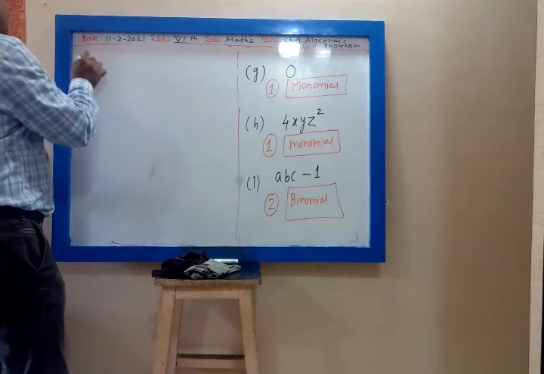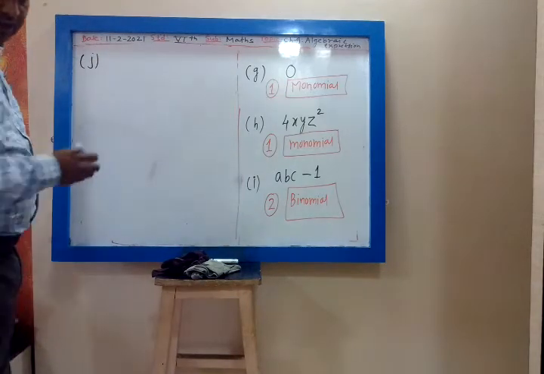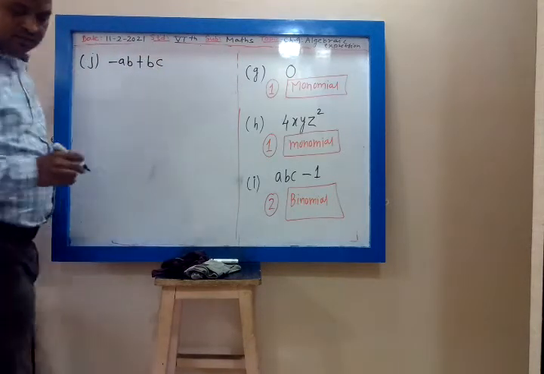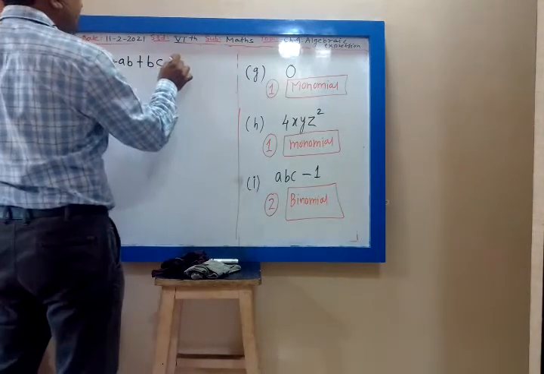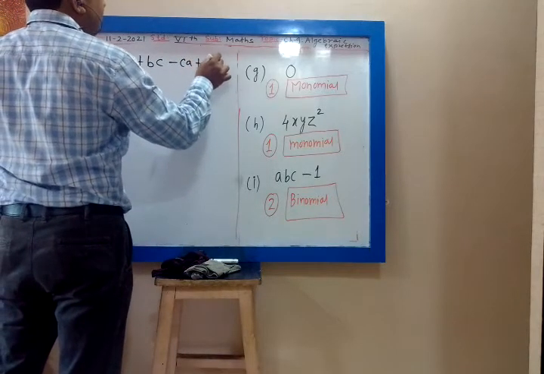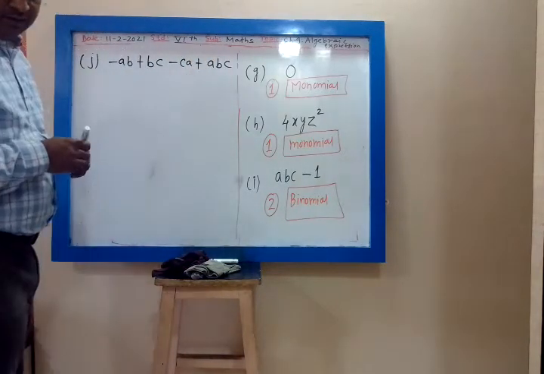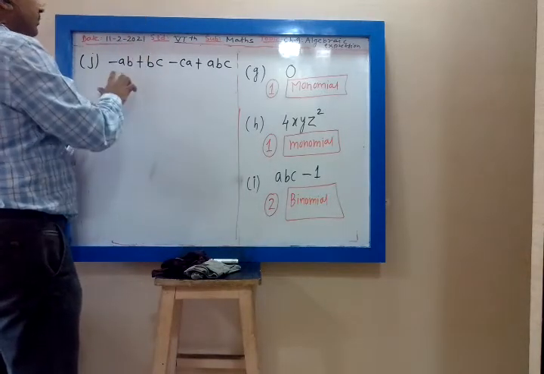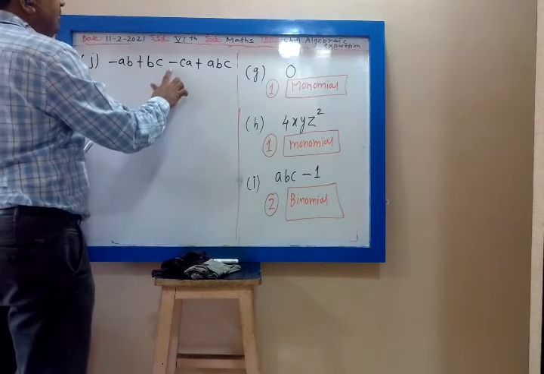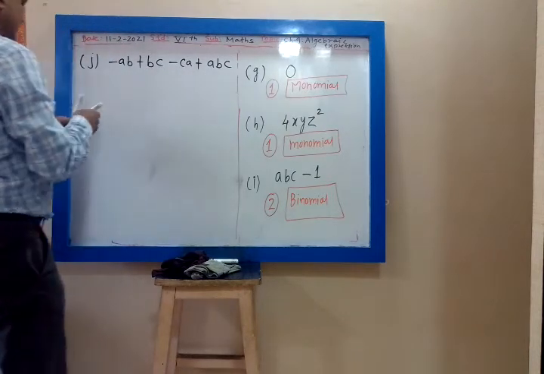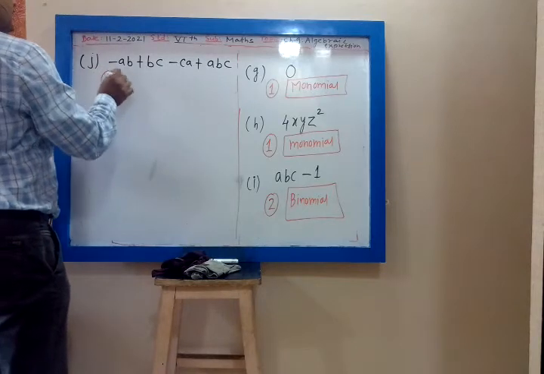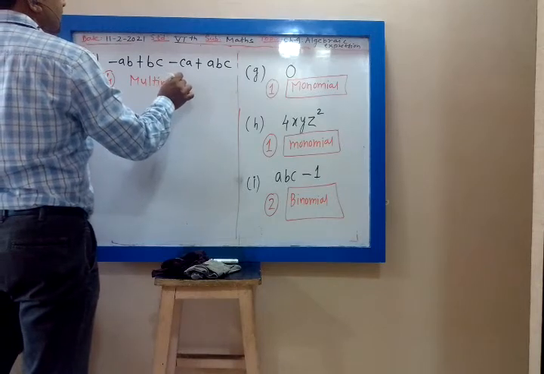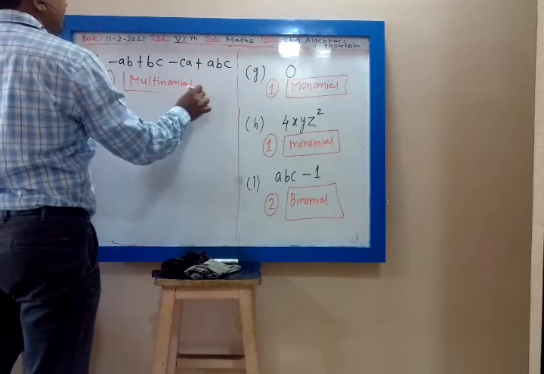Now J: minus AB plus BC minus CA plus ABC. How many terms are there? Minus AB is one term, BC second term, minus CA third term, ABC fourth term. So there are 4 terms. So it is known as multinomial. If there are 4 terms, it is multinomial.